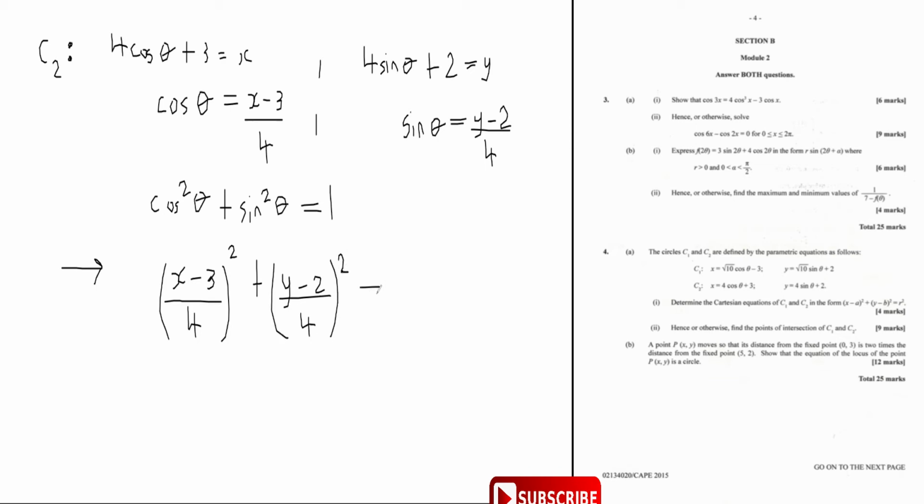So all we need to do now is multiply through by 4 square. When we multiply through by 4 square, we get x minus 3 all square plus y minus 2 all square, and that's equal to 4 square. All right, and that takes care of part 1. Nice and easy. Let's look at part 2.